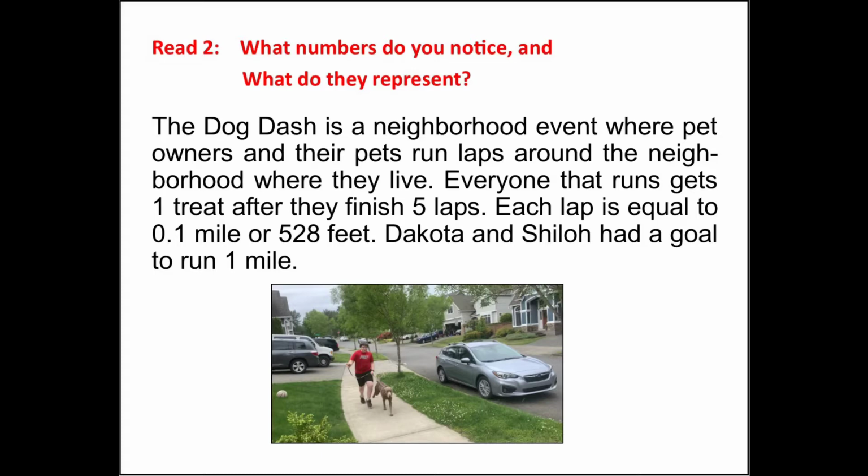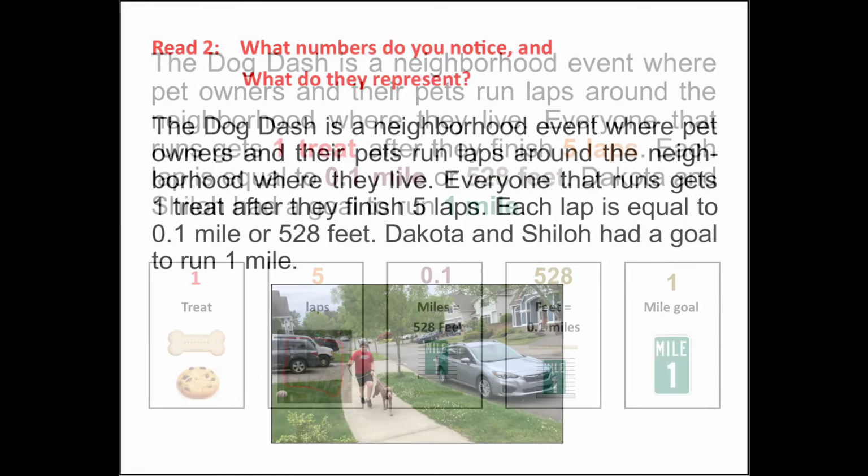The second time we read the problem, we're going to notice the numbers and what each number represents. The Dog Dash is a neighborhood event where pet owners and their pets run laps around the neighborhood where they live. Everyone that runs gets 1 treat after they finish 5 laps. Each lap is equal to 1/10 of a mile or 528 feet. Dakota and Shiloh had a goal to run 1 mile. I want you to hit pause and write down each number and what that number represents. Go ahead and hit pause.